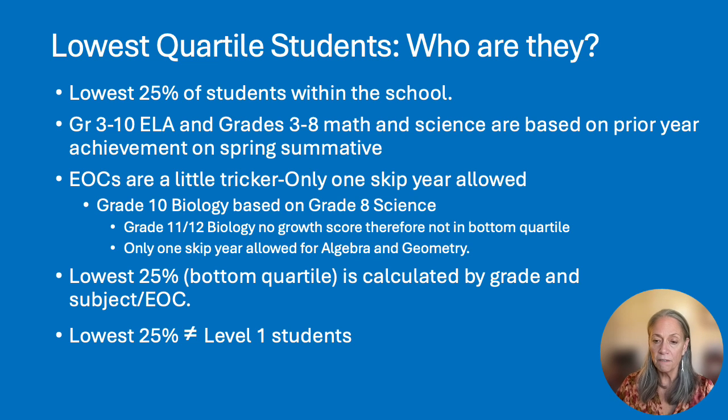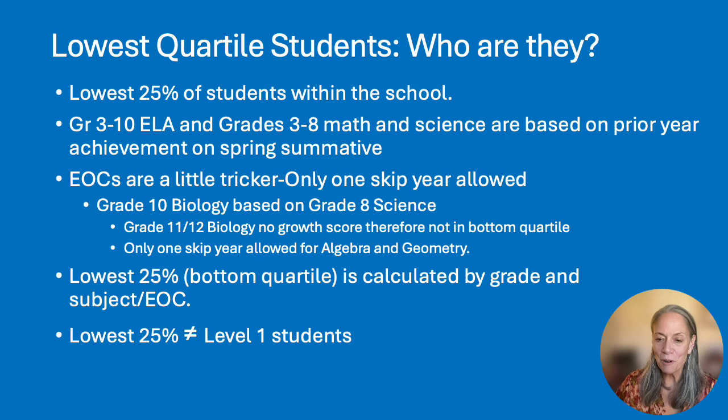So for 2025, we looked at the 2024 achievement of students and ranked them highest to lowest on the scale score. And based on that, took the bottom 25% with ties going to the lowest part, so we didn't miss anybody. It's based on the prior year achievement, but we actually measure growth.